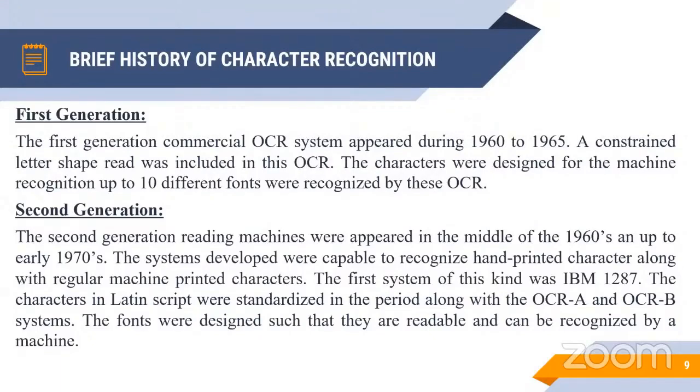In the second generation, 1960s up to 1970s, the first system of OCR was developed by IBM in 1287, for the Latin script. And in this period, the OCR-A and OCR-B systems were also developed.